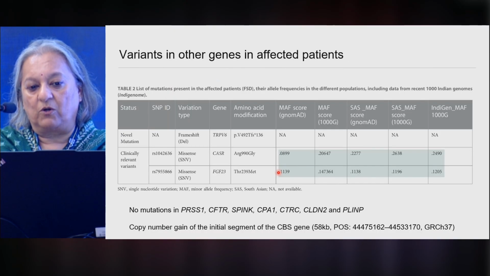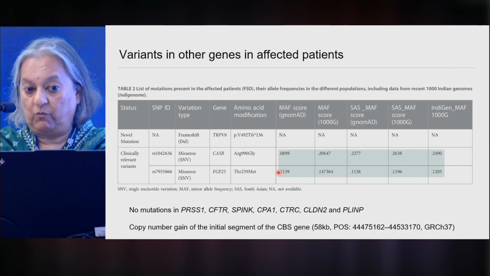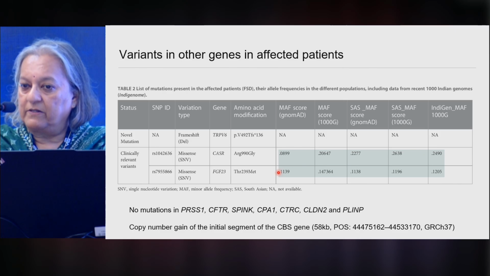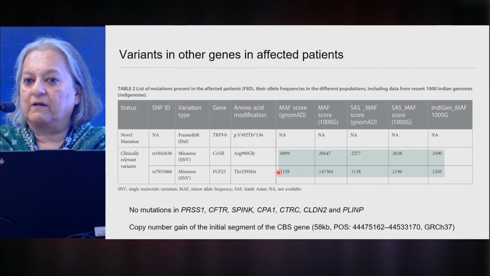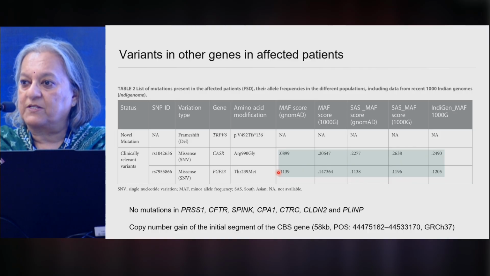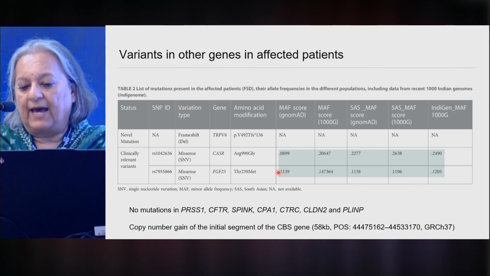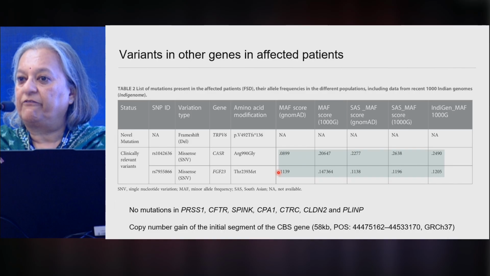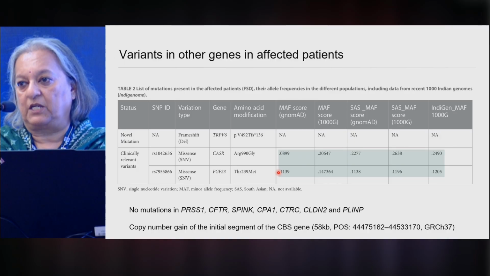And the question then was, were there any other variants that were identified in these patients? Now, these are other variants in CaSR and FGF23, but you can see that the allele frequency is not rare. It's not rare. It's a common occurrence. And I'd like you to look at the last column, which is the IndiGen minor allele frequency, which is actually data gleaned from about 1,000 Indian genome sequences that were available at the time when we did the study.